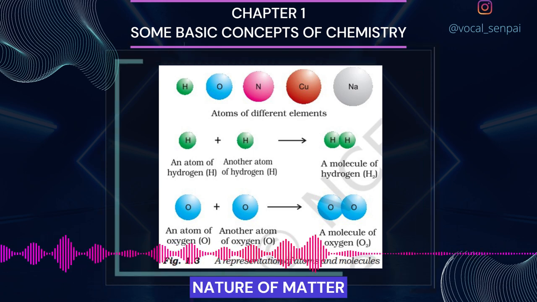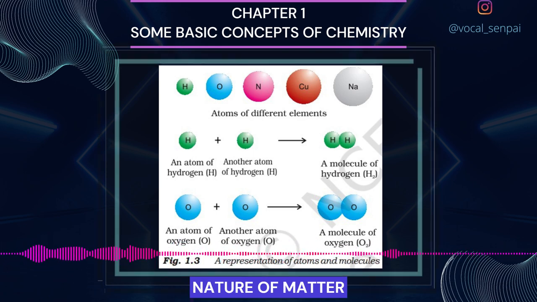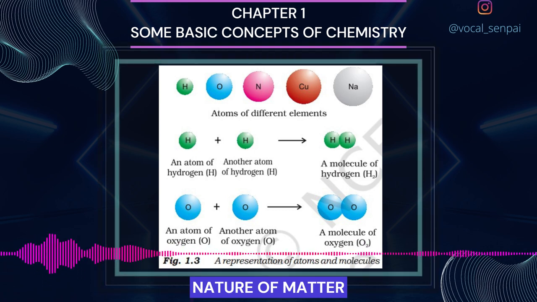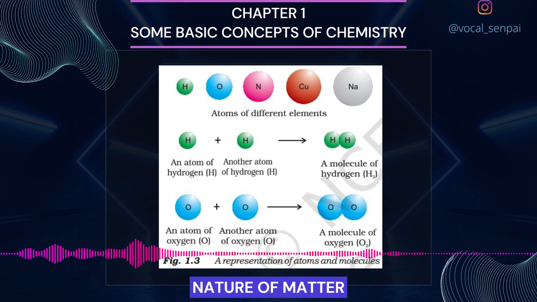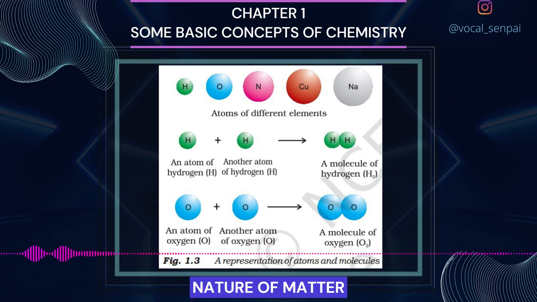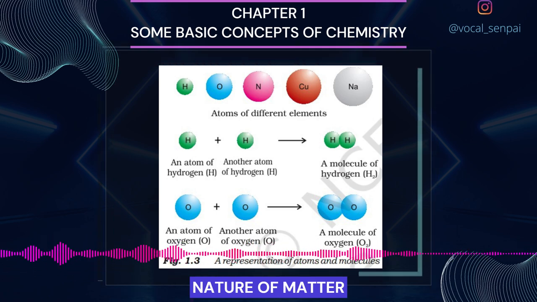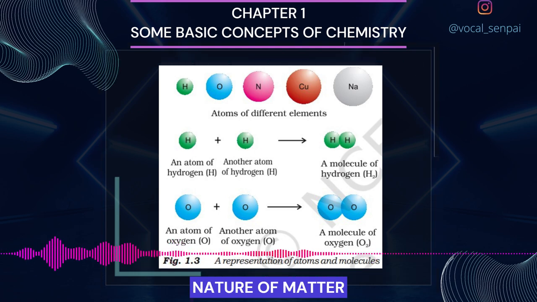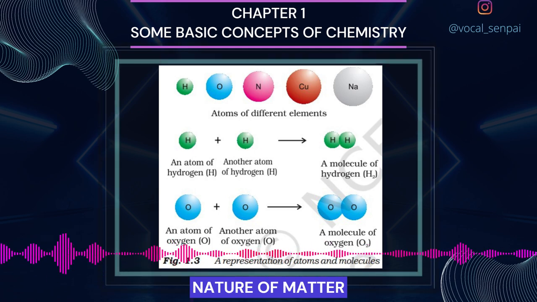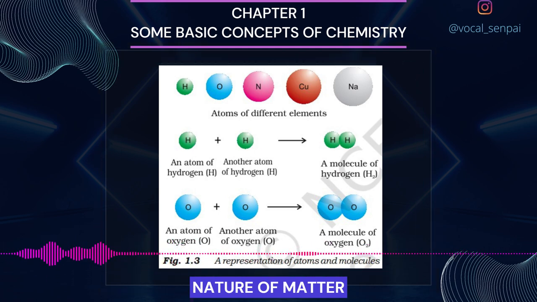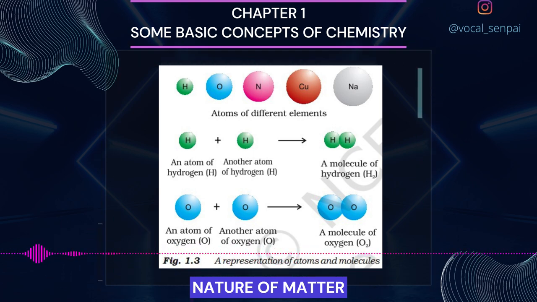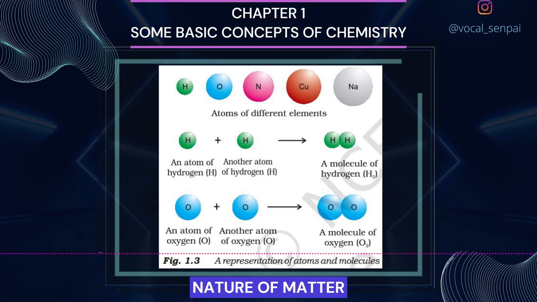Here all atoms are of one type. However, the atoms of different elements are different in nature. Some elements, such as sodium or copper, contain atoms as their constituent particles, whereas, in some others, the constituent particles are molecules which are formed by two or more atoms. For example, hydrogen, nitrogen, and oxygen gases consist of molecules in which two atoms combine to give their respective molecules. This is illustrated in Fig.